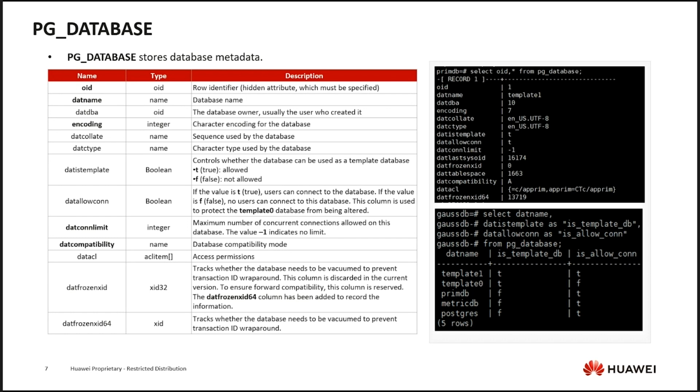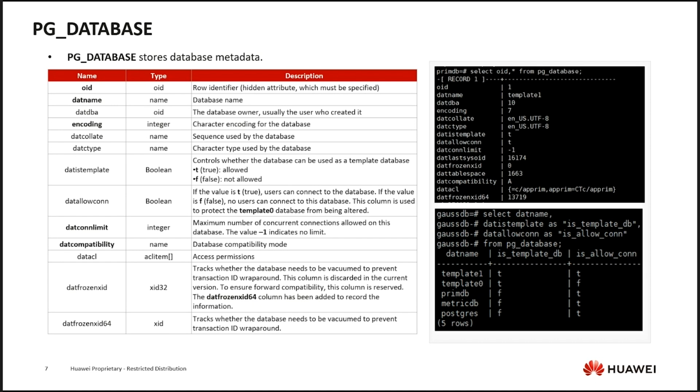Let's take a look at two examples. The first one shows a template database. In GaussDB, when you create a new database, you copy one of two default templates, template0 or template1. Template0 doesn't allow user connections, while template1 does. If template1 is damaged, it can be restored by copying template0 again.